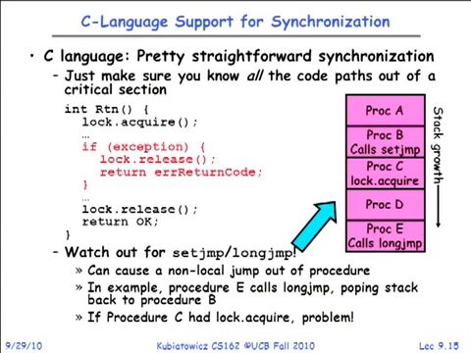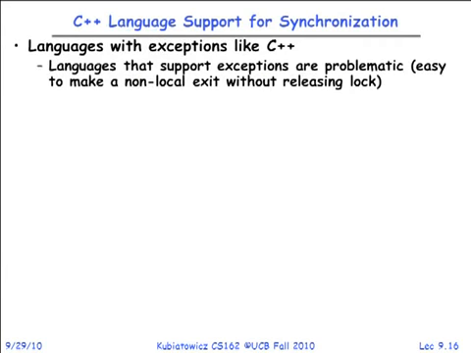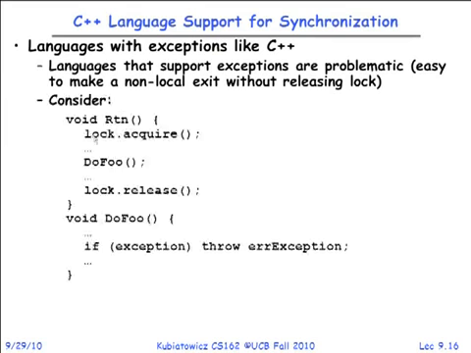Okay, let's look at C++. That's a little more functionality. So if you have exceptions in your language, then it's the same problem, but it's easier to fix. So for instance, here, if I have some function, I call lock.acquire, I call foo in here, and then I release, but foo causes some exception and throws an exception.